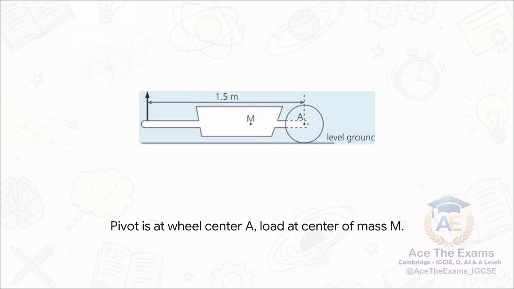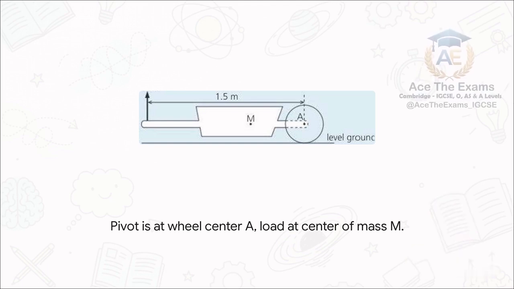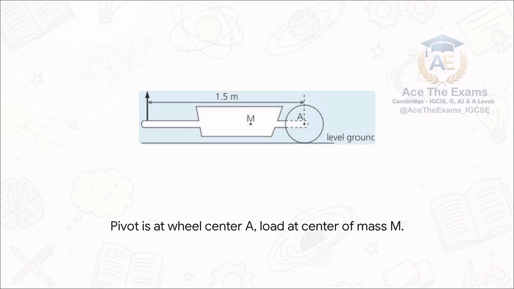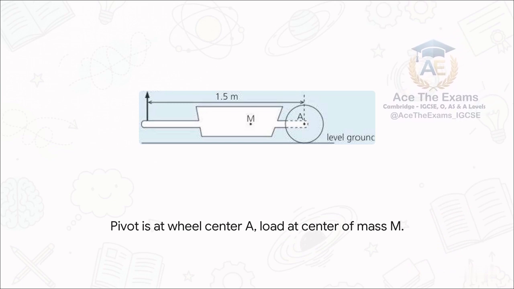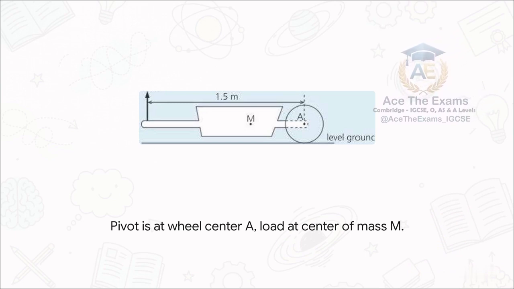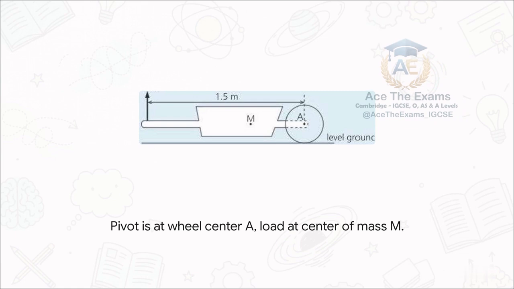Calculate the moment. It's simply force times perpendicular distance. 20 newtons multiplied by 1.5 meters gives you 30 newton meters, acting anti-clockwise. To find the weight of the load, you'd equate that 30 newton meters to the clockwise moment created by the weight acting down through point M. Show every step in your working and you secure every single mark.